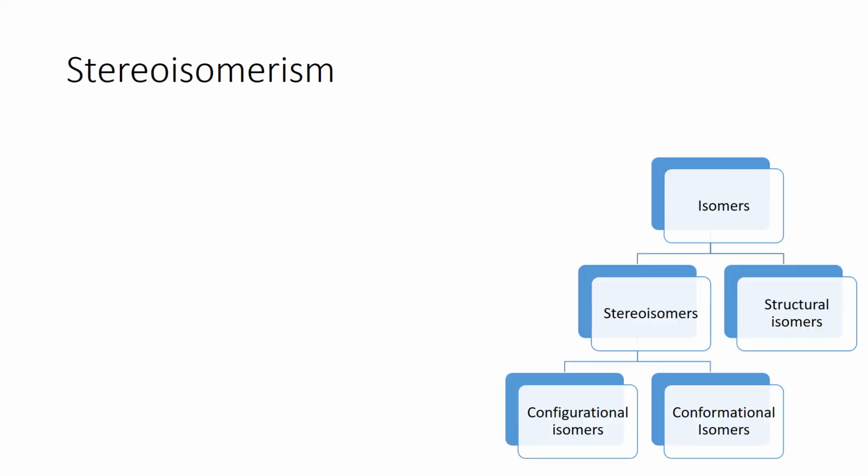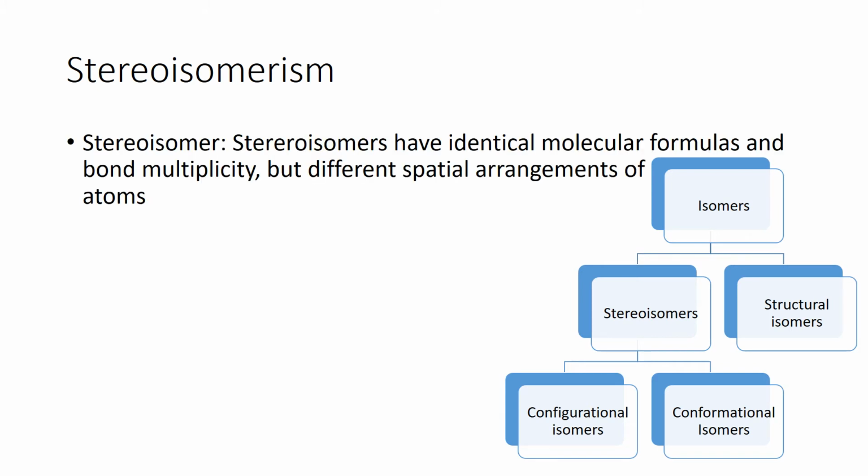Okay, so let's talk about stereoisomers, and this may be a hard one to do via video lesson, but I'm sure going to try. And in class, we'll look at some models and stuff like that that I think will help you understand it a little bit better. Okay, so a stereoisomer. Stereoisomers are isomers that have identical molecular formulas and bond multiplicity, but they are arranged differently spatially. So you'll see multiple different examples of this that'll make that make a bit more sense.